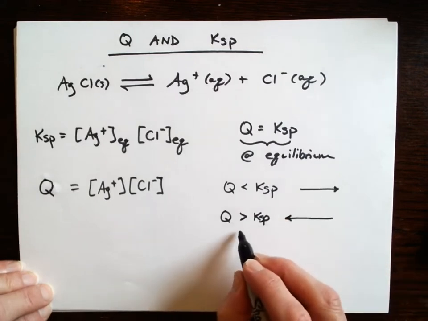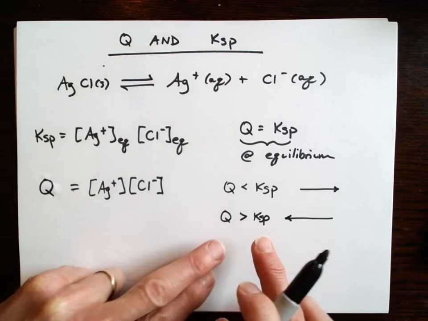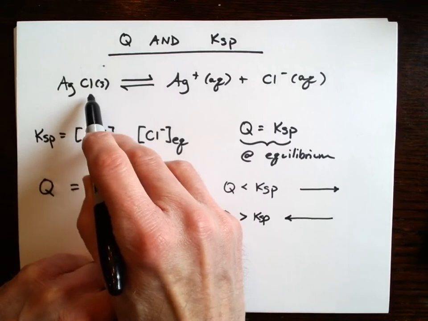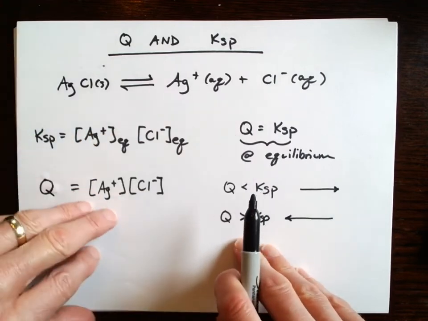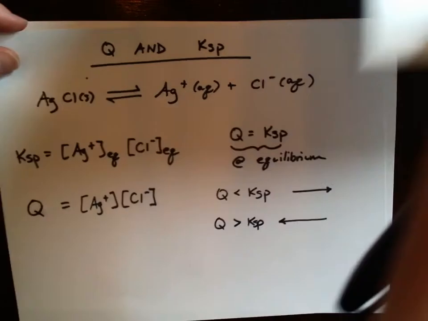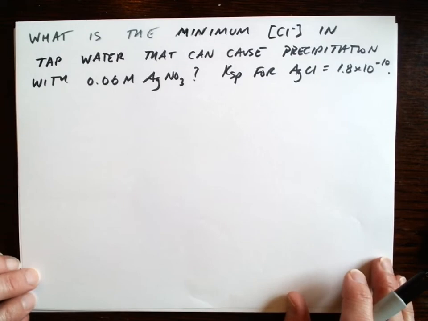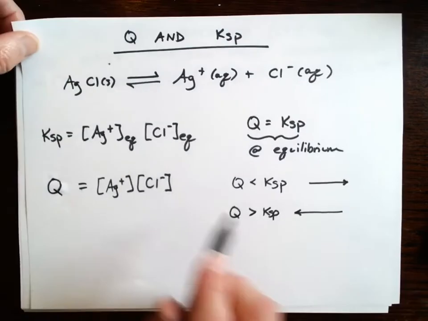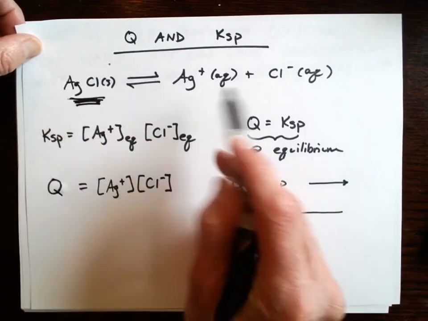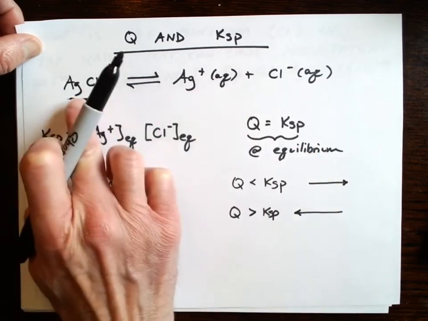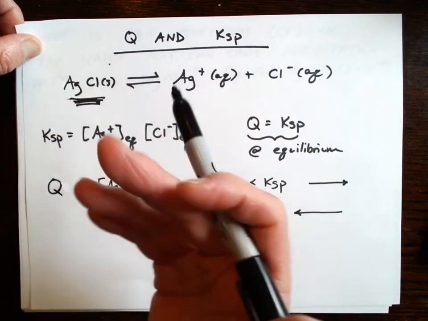Under some circumstances, when you mix two reactants, for example, and Q becomes greater than KSP, you're going to see the formation of a solid. That's basically what we're doing in the question here at the bottom, which asks, what is the minimum chloride concentration in tap water that can cause precipitation? Well, what does that mean, precipitation? That means the formation of a solid. So if we mix together a certain concentration of silver ion and a certain concentration of chloride ion, will it form silver chloride salt, which will look cloudy in solution? It'll look like a solid's formed.